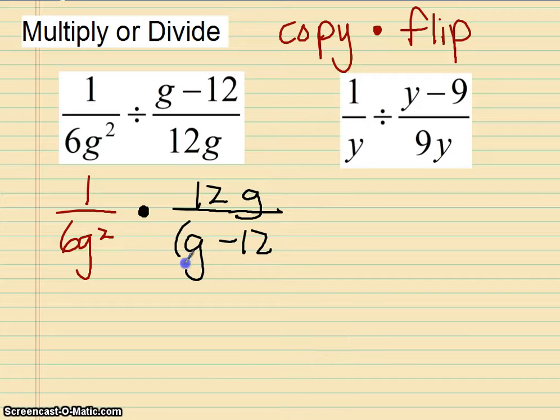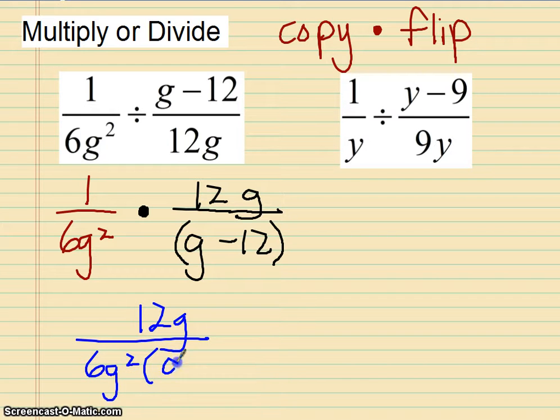Now I'm going to go ahead and, for safety, put some parentheses around that minus sign so I don't do anything silly. And I'll go ahead and just multiply straight across like I'm supposed to. So I've got 12g over 6g squared, parentheses g minus 12. So that's where I am.